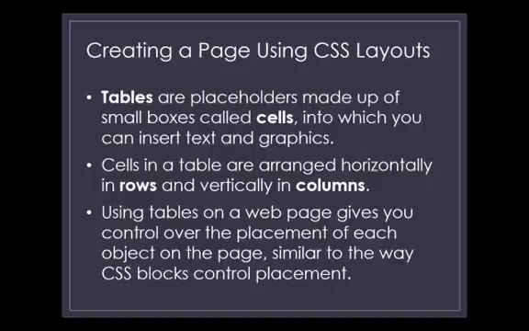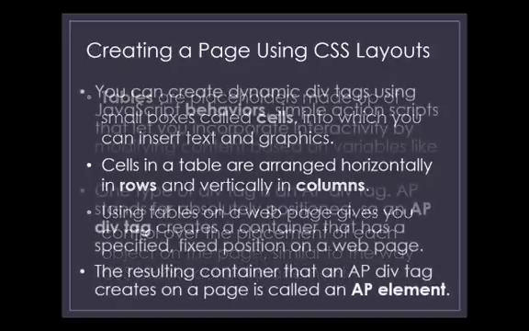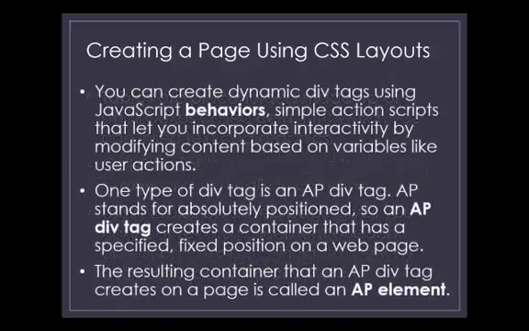Now, tables are placeholders made up of small boxes called cells, and cells are arranged horizontally in rows and vertically in columns. By using tables on our web page, we can control the placement of each object on the page, similar to the way that the CSS blocks will control our placement. When we use the Dreamweaver pre-designed layouts, we can be sure that the pages will appear with consistent design, and we can create dynamic div tags using JavaScript behaviors or simple action scripts that will let us incorporate interactivity by modifying the content based on variables like the user's actions.